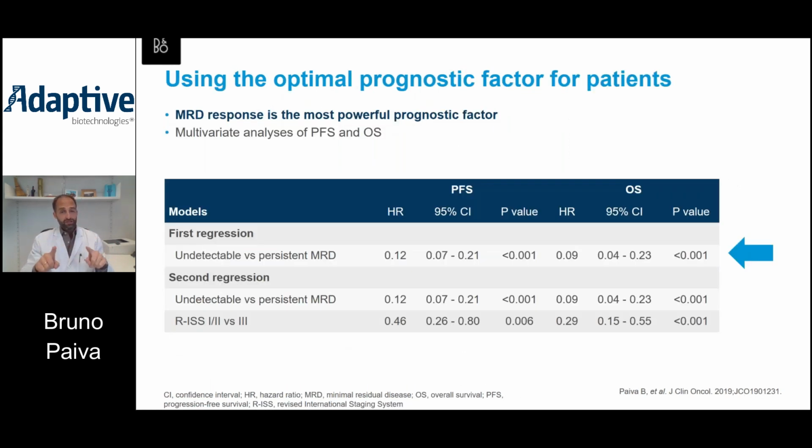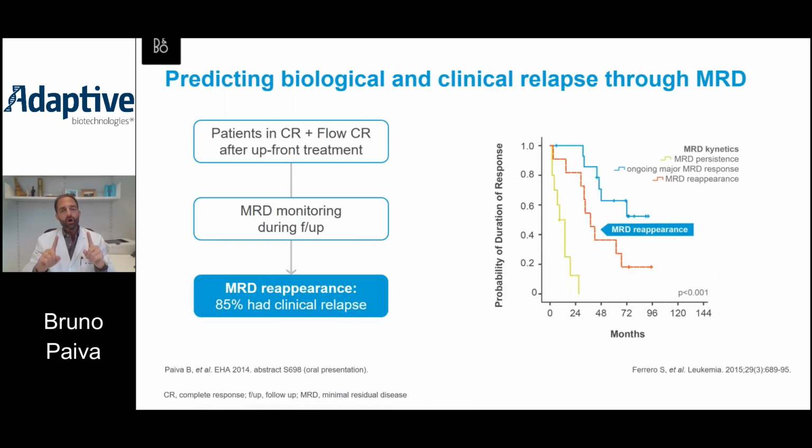It was acknowledged by the audience. MRD is, in fact, the most relevant prognostic factor in myeloma. It supersedes risk stratification at diagnosis. And if it's the most relevant prognostic factor, I think that already this argument is unquestionable to use MRD in routine practice.